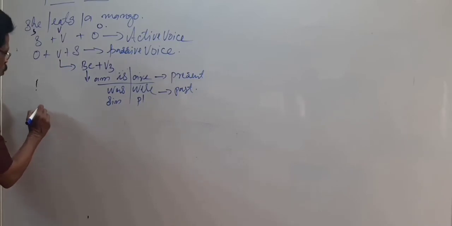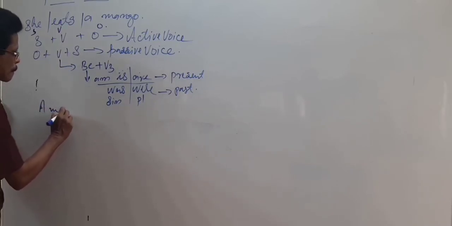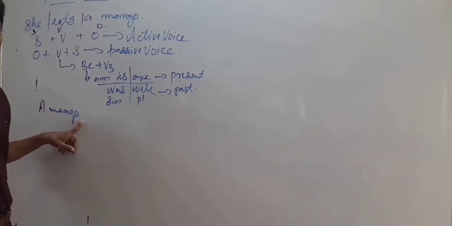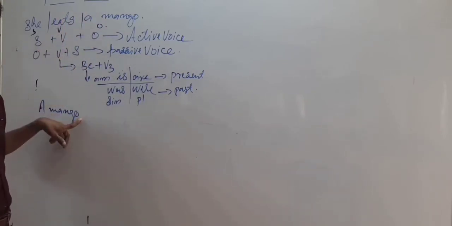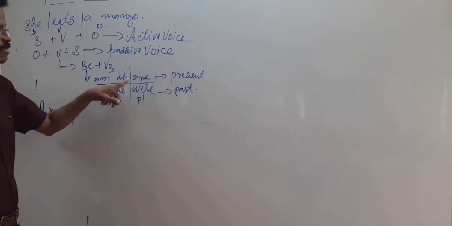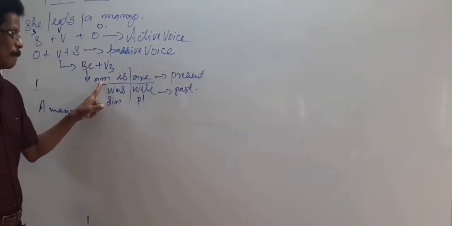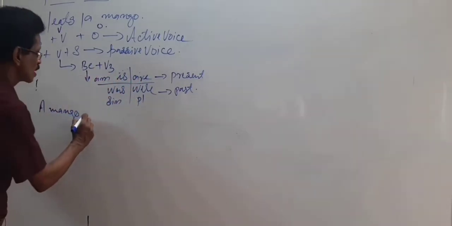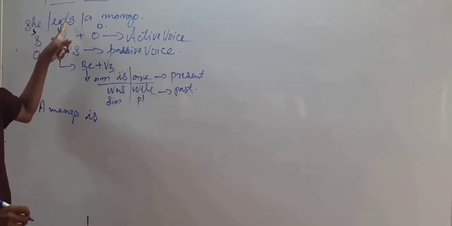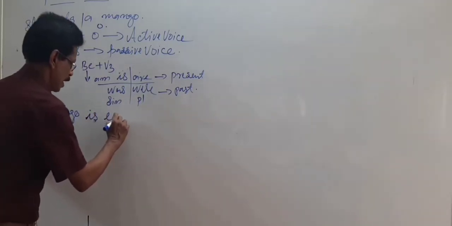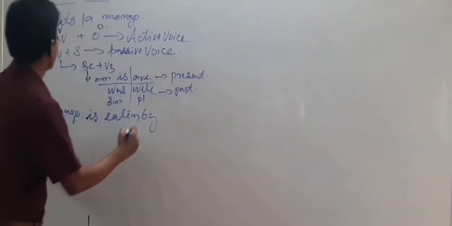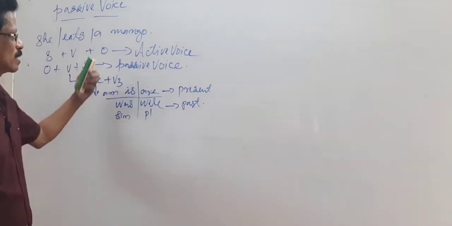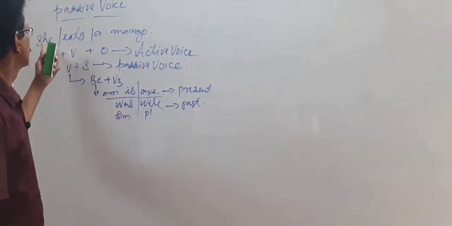So a mango, am, is, are. A mango means singular. Tense is present. So which one should be taken? Not am, not are, but is. Is it not so? A mango is V3 of eat, eaten, E-A-T-E-N, by. So let us see what the answer will be when you change from active to passive.